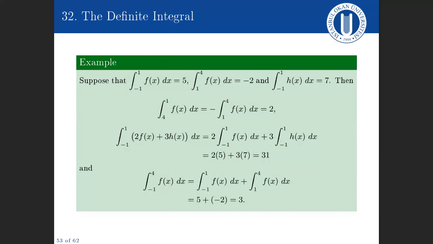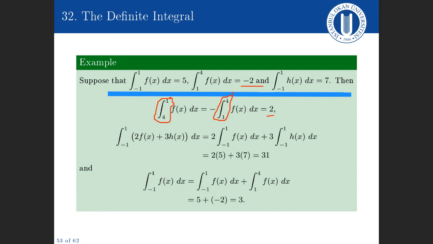So for example, let's suppose we've got two functions f and h, and we're told that the integral from minus 1 to 1 of f is 5. The integral from 1 to 4 of f is minus 2, and the integral from minus 1 to 1 of h is 7. Then what can we say? Well, first rule was we can swap the upper and lower limits of integration. The integral from 4 to 1 is minus the integral from 1 to 4. So we do minus minus 2, which is plus 2.